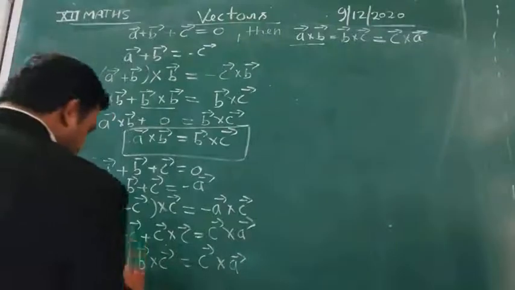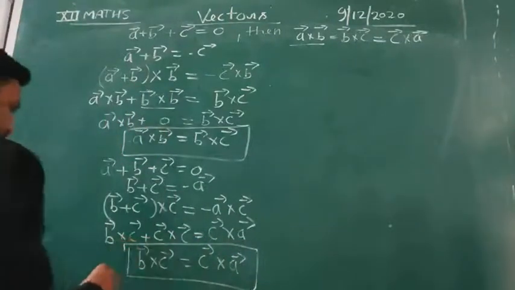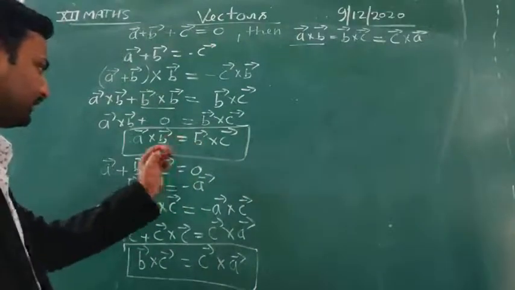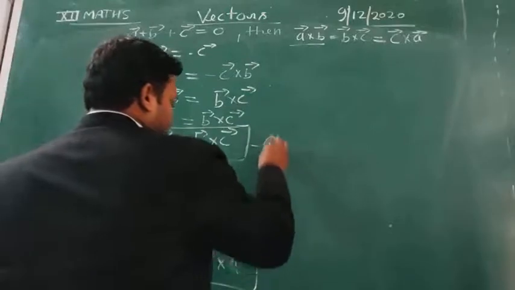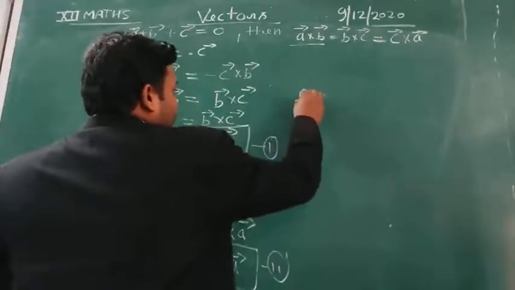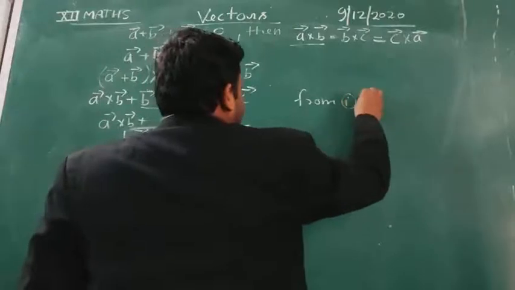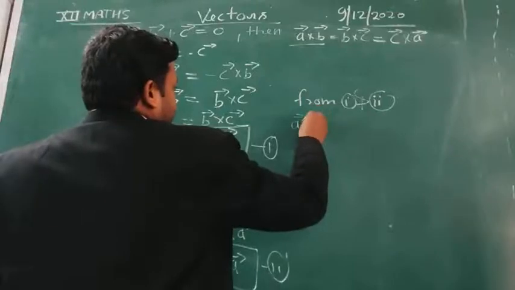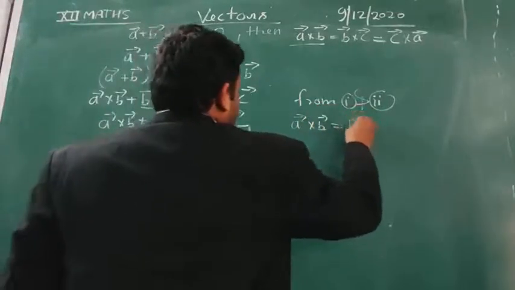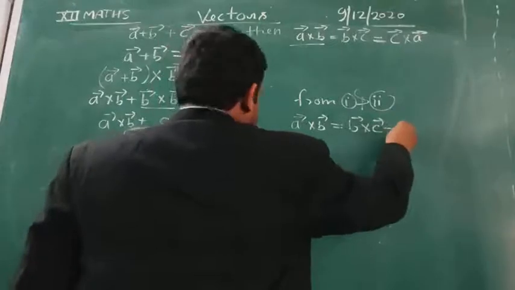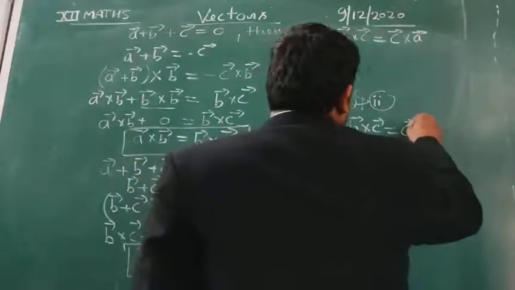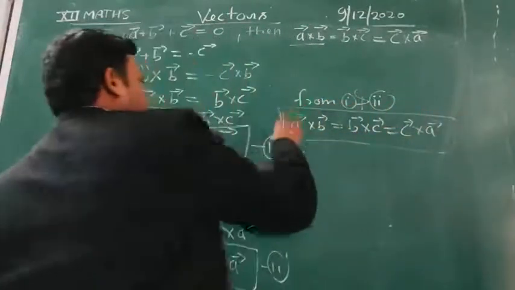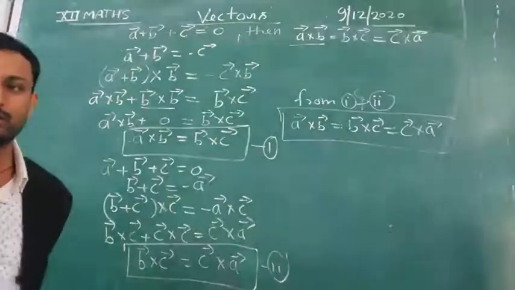Now what are we getting from here? We are getting, students, B cross C is equal to C cross A, and we are seeing from here that B cross C is equal to A cross B. So this is first and this is second. So from the first equation and second equation we can say that A cross B is equal to B cross C is equal to C cross A. Okay, students. So in this way we can prove our result.